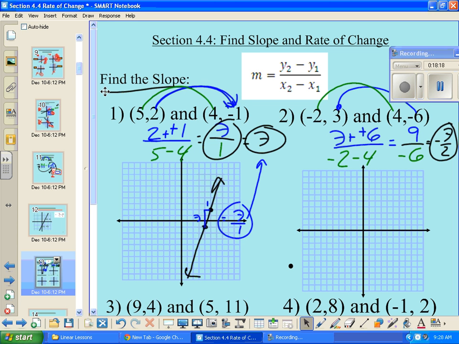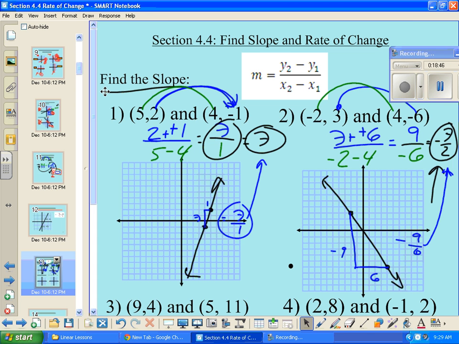So what does my line look like? Well, if I graph negative 2, 3, here's that point. 4, negative 6, that's down here. What do you know? It's a negative slope line. That should make sense because I found that I have a negative for an answer here, negative 3 over 2. And if I go down, looks like down 9 over 6, that gives me a slope of negative 9 over 6, which reduces to negative 3 over 2.